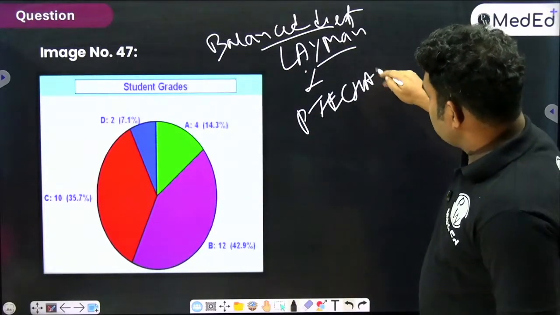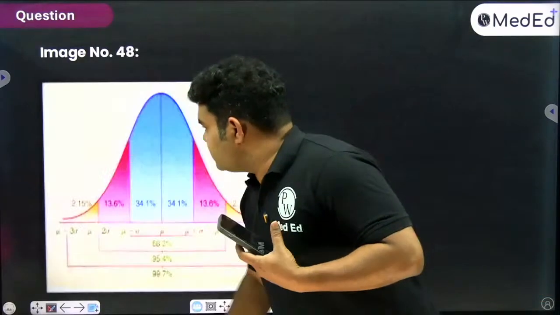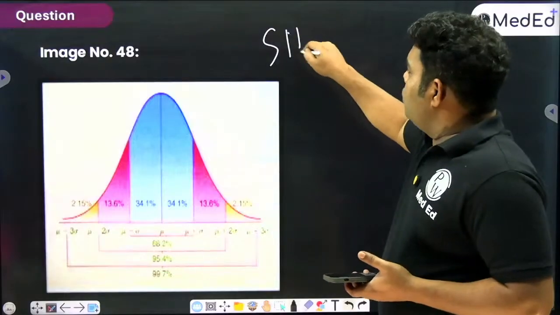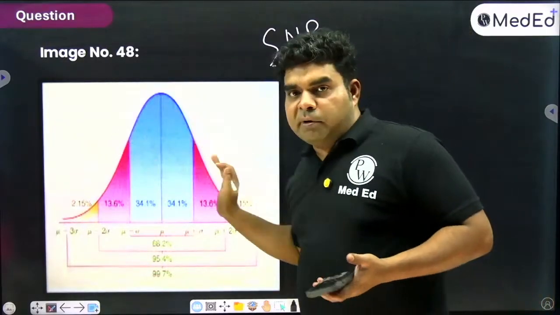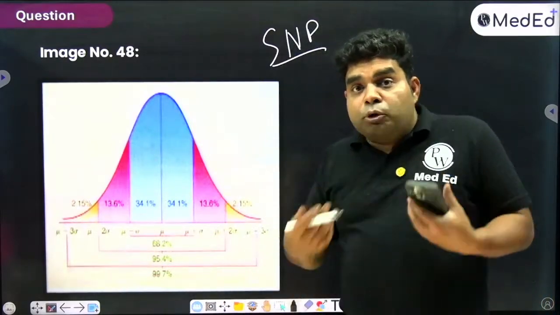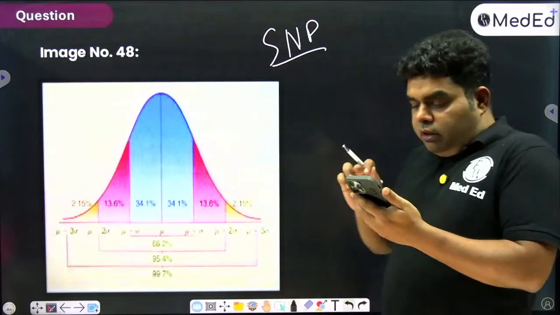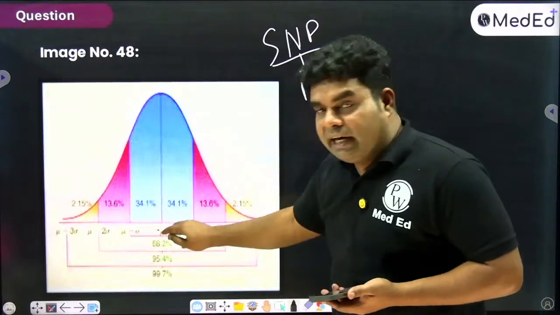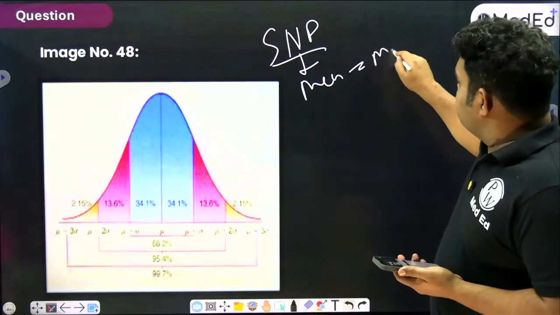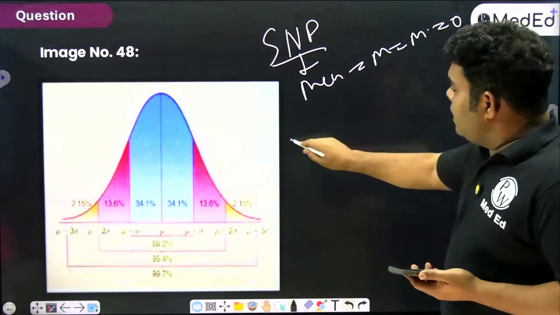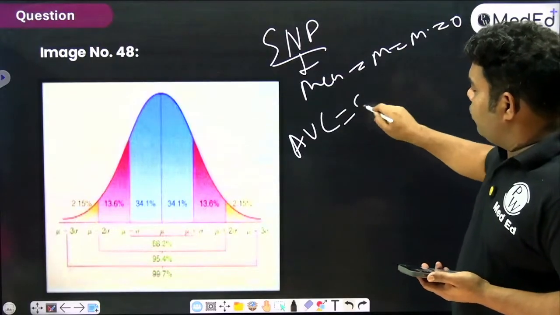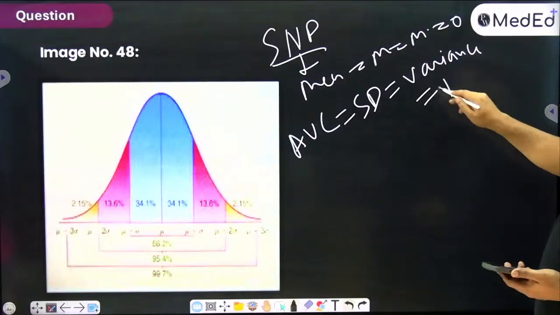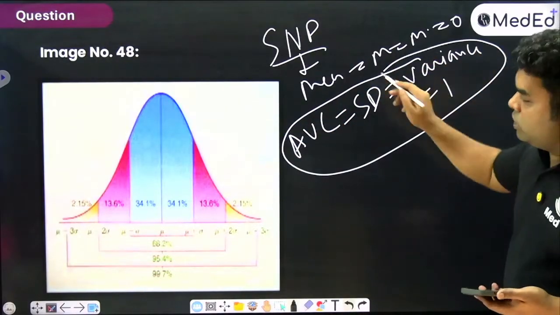Okay. Then the next is the standard normal plot. On any normal plot where 50-50% of data are on both sides, if we apply some rules, it becomes a standard normal plot. So what are the rules here? The first rule is mean, median, mode all will be in the center, 0. Second rule is area under curve will be equal to standard deviation, and standard deviation will be equal to variance. All are equal to 1. So from this part, mostly they ask questions.